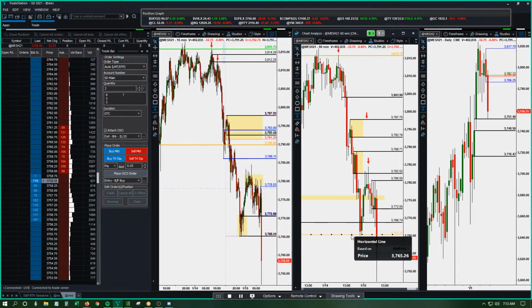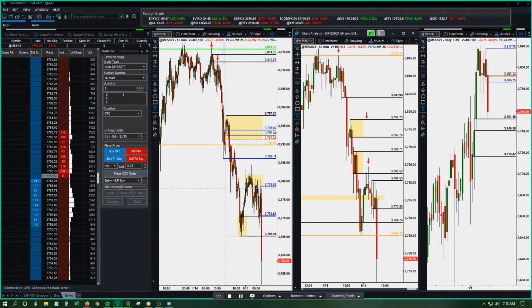Alert up here. Put it at the overnight low, 65. See if we get back up there. Short it.